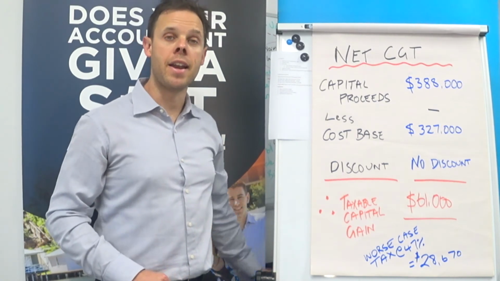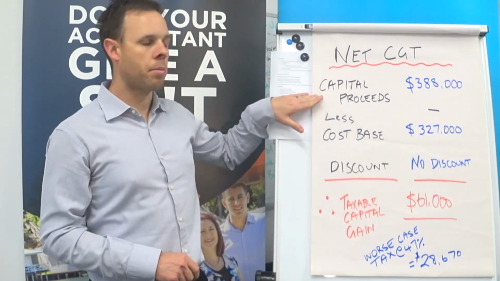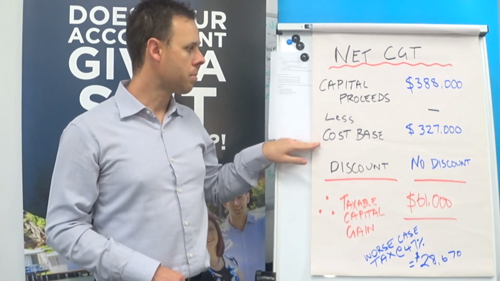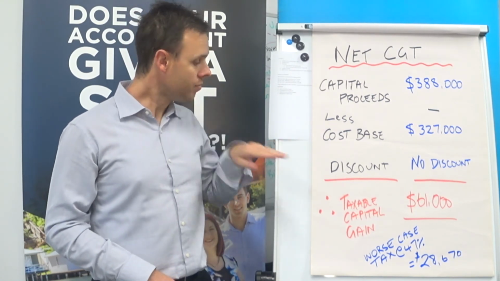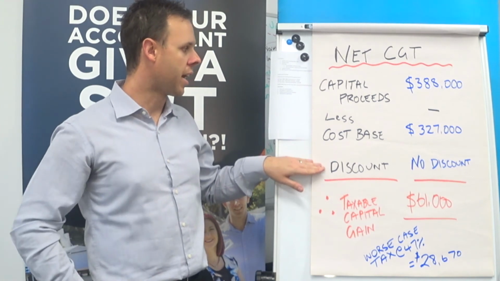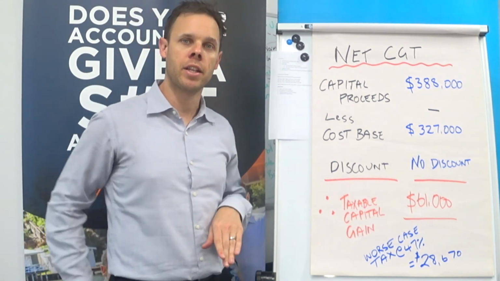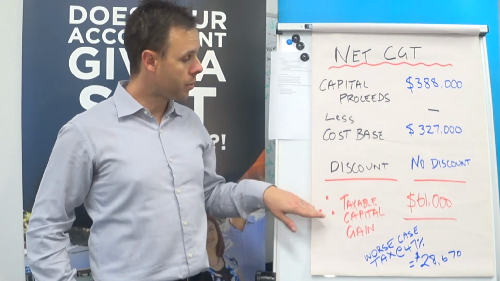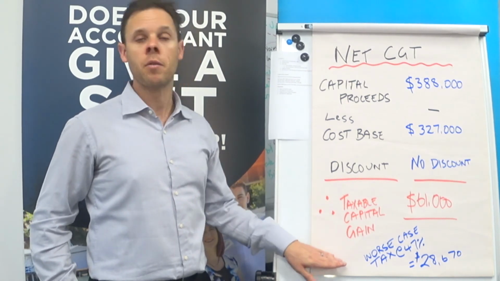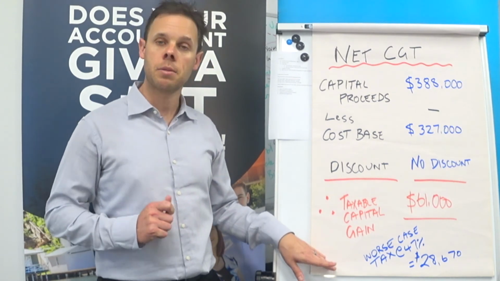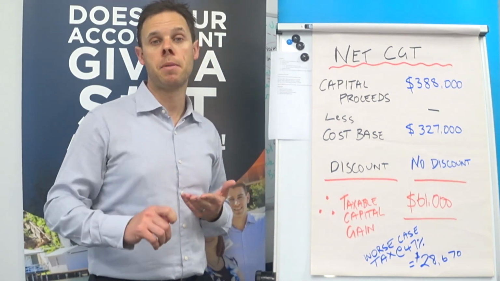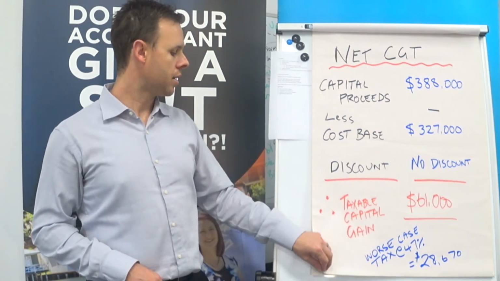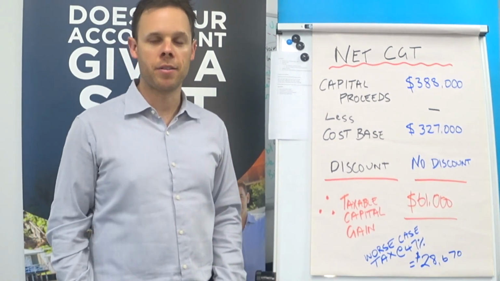So what is that net capital gain? Well, we take those capital proceeds, which we just calculated at $388,000, and we minus that cost base being $327,000. And remember, normally this is where we would go, well, this is the net gain, and we'll apply a discount. But because they held it for less than 12 months, there's no discount on that capital gain. So we're left with $61,000. And once again, if we take that worst case scenario, being the highest marginal tax bracket, which is 45% plus 2% Medicare levy, which comes to 47%, is $28,670. So that is the tax that is paid on that one.